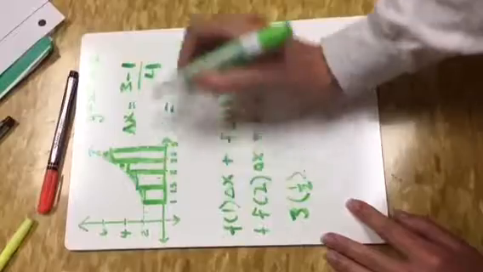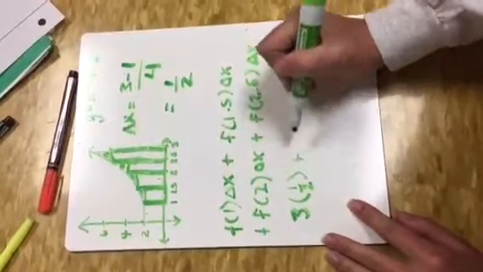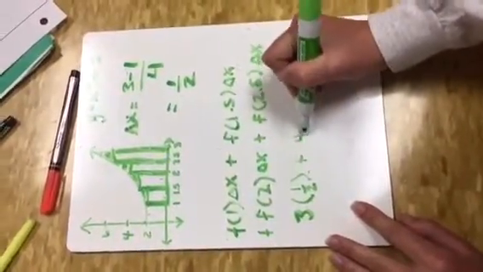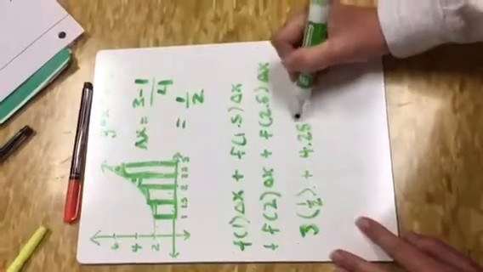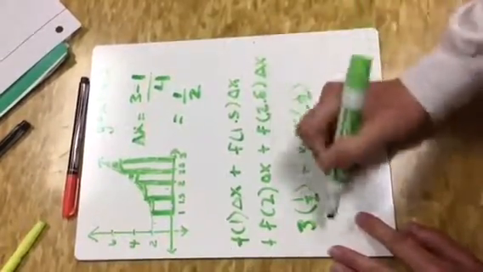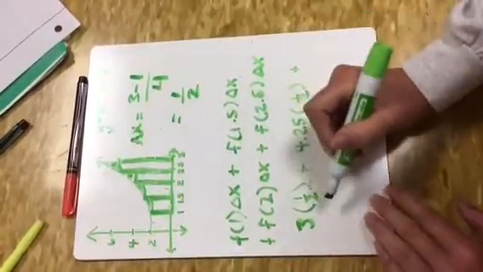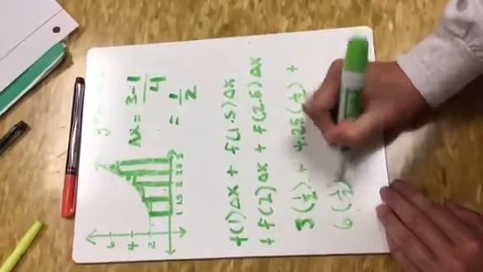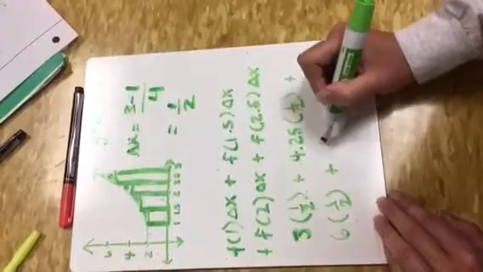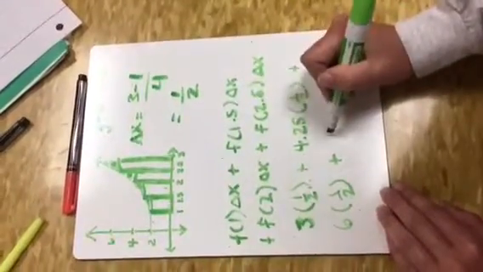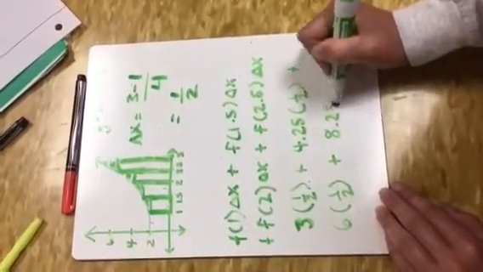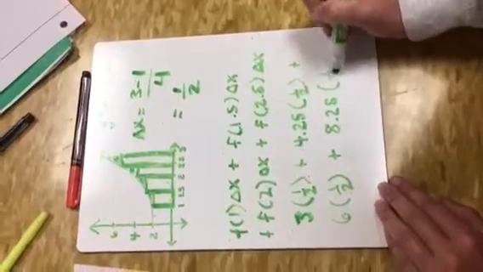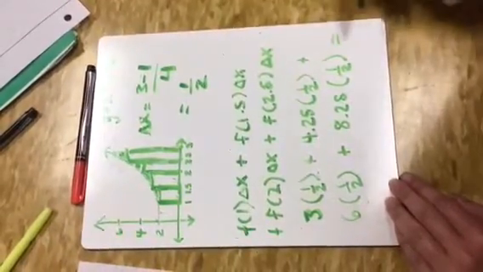And we do this for all the points. So f of 1.5 is 4.25 times our 1/2, plus our 6 times 1/2, plus f of 2.5, which is 8.25 times our 1/2. And this will give us our area.